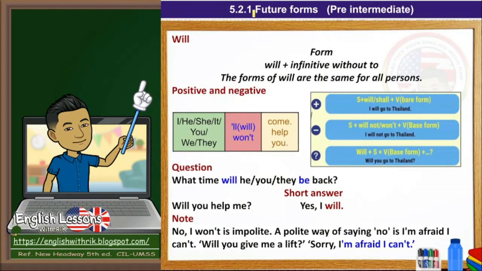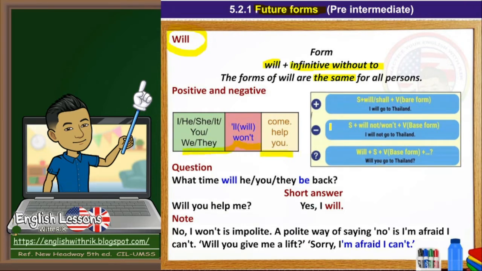Future forms. Will. Form. We use will or won't plus the infinitive without to. The form is the same for all persons. Positive and negative: I'll come. She'll come. We'll come. He won't help you. They won't help you.